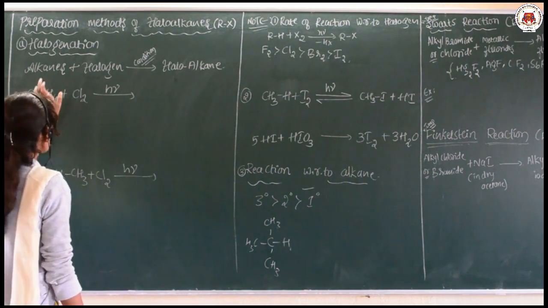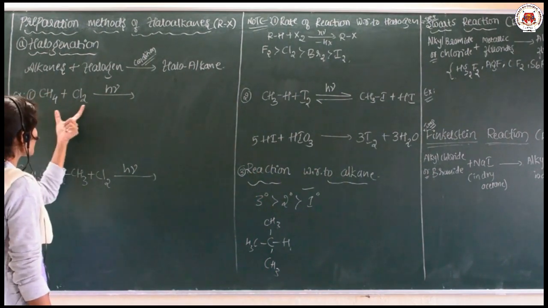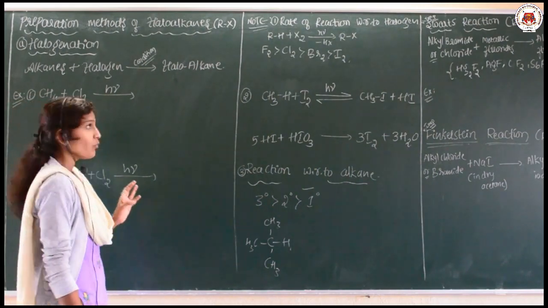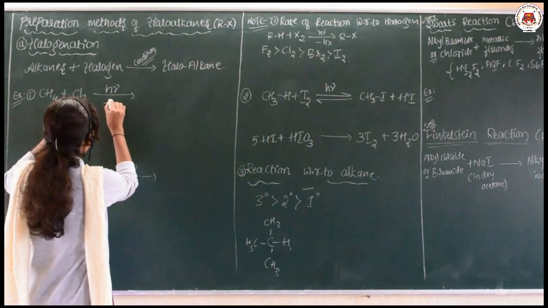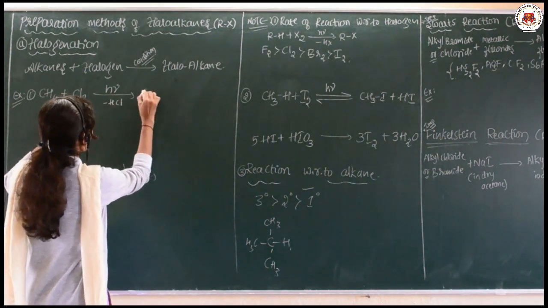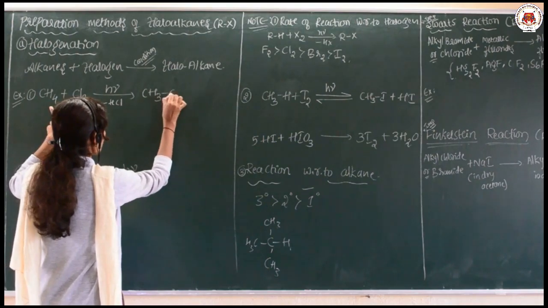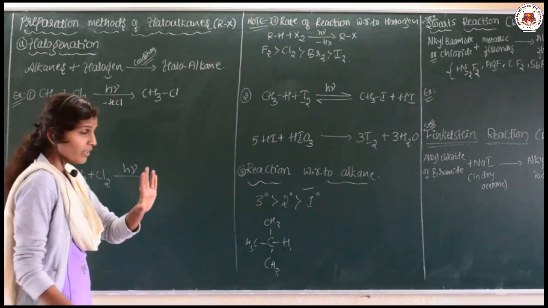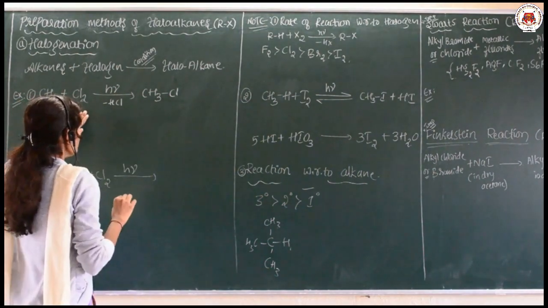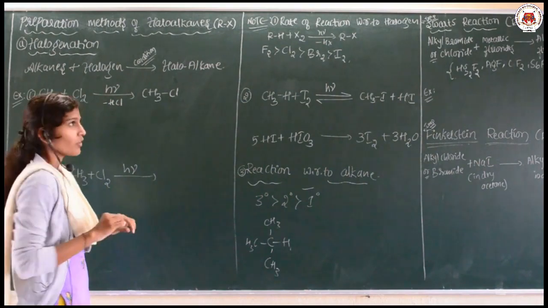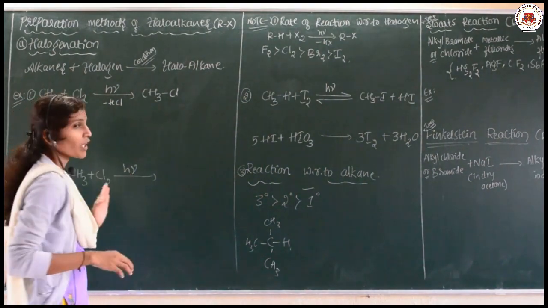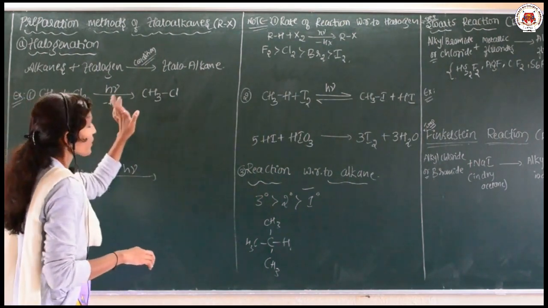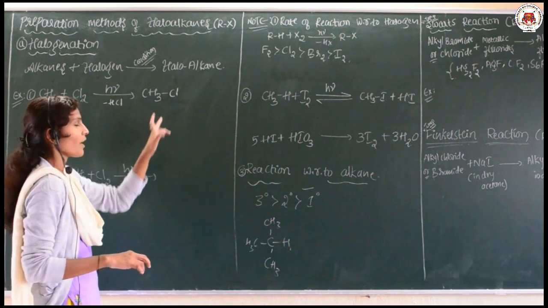Let me start with one example. Methane is an alkane. Methane is reacted with chlorine in presence of sunlight, h nu. During that time there is a removal of an HCl molecule and CH3Cl, methyl chloride or chloromethane, is formed. See here, this is a substitution reaction. We are substituting one chlorine here. So methane, when it reacts with chlorine in presence of sunlight, forms methyl chloride.